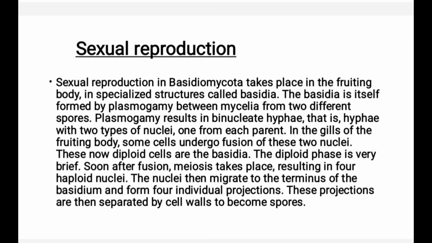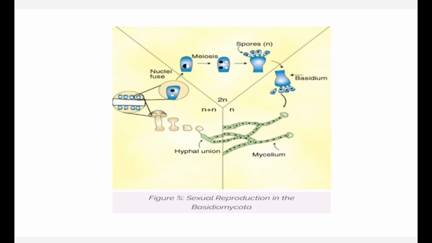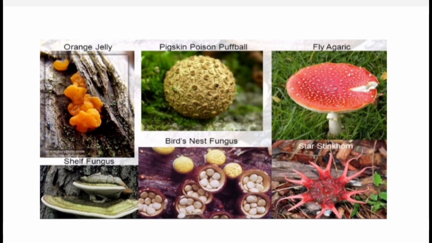Soon after fusion, meiosis takes place, resulting in four haploid nuclei. The nuclei then migrate to the terminus of the basidium and form four individual projections. These projections are then separated by cell walls to become spores. This picture shows sexual reproduction in the Basidiomycota and the orange jelly and bird's nest fungus. These are examples of mushrooms, shelf fungus, fly agaric, etc. Thank you.